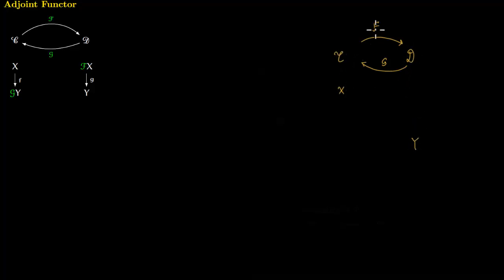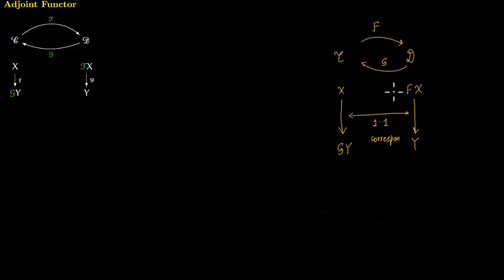So you apply F to this object, you land in category D. You apply G to this object in category D, you land in category C, and you get this. So F and G are adjoint to each other if we have a one-to-one correspondence like this between these two arrows.